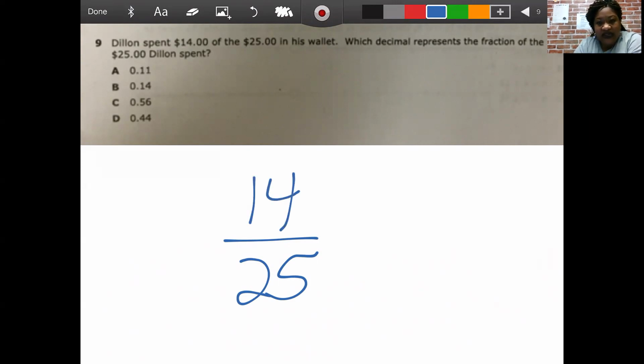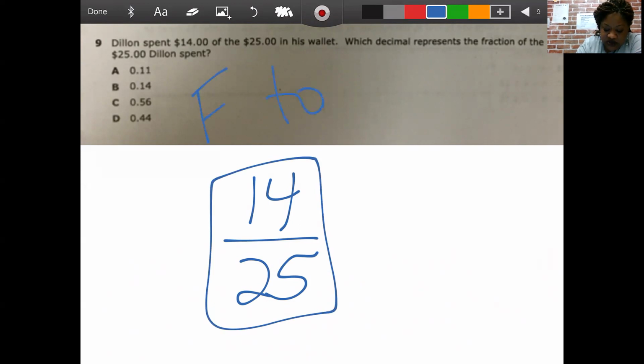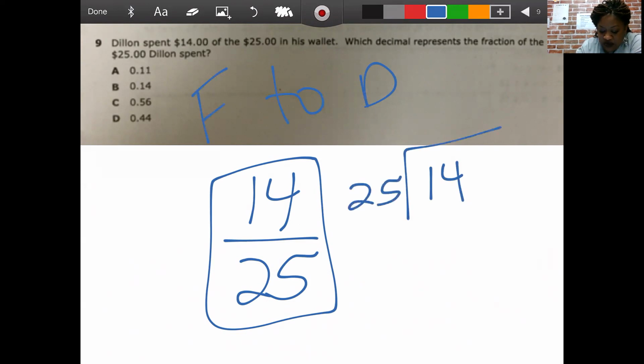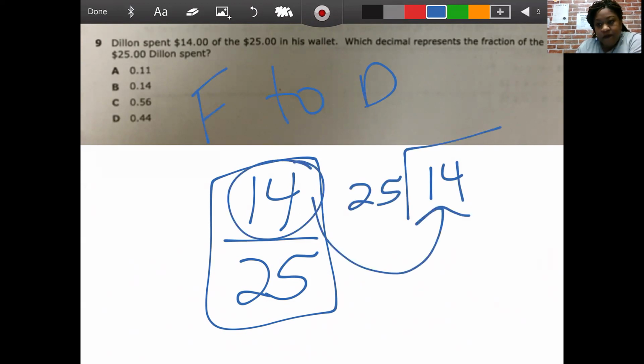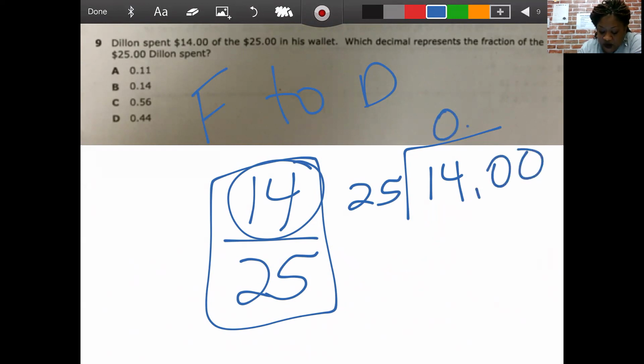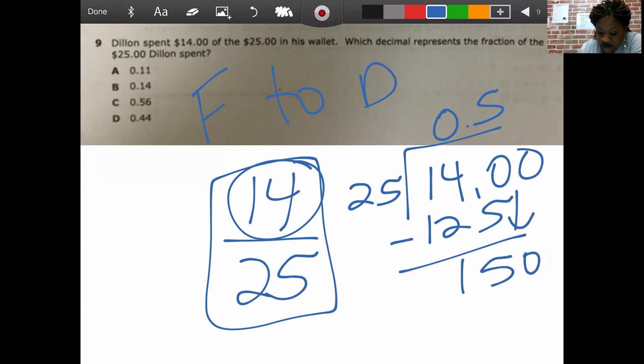Which decimal, so we have to make a decimal, which decimal below represents this fraction? That's all it's saying, is which one of those decimals represents this fraction. So you convert fraction to decimal, and you divide 14 divided by 25. Remember, the numerator always goes on the inside. Okay, 25 cannot go into 14, so dot, 0. 25 can go into 140. 5 times is 125. 15, bring your 0 down. How many quarters make $1.50? 6, so your answer should be C.